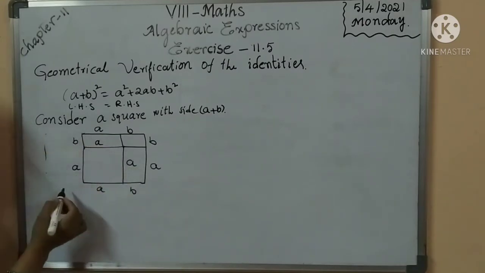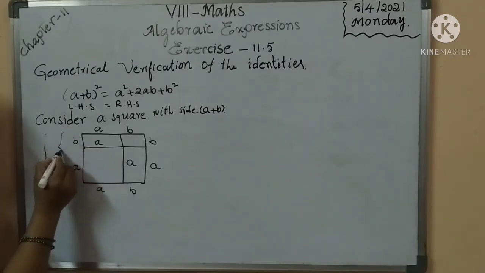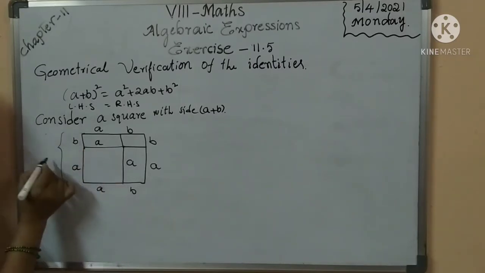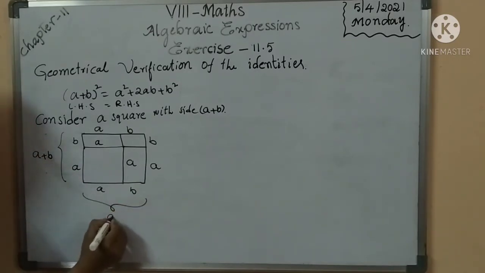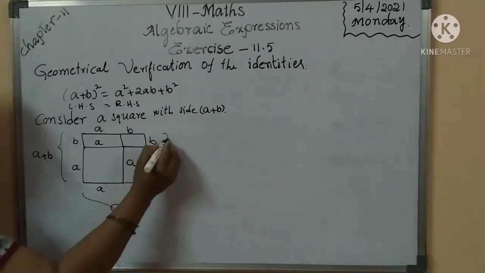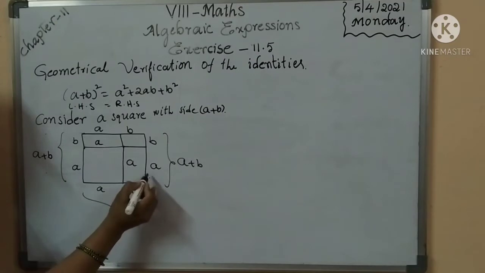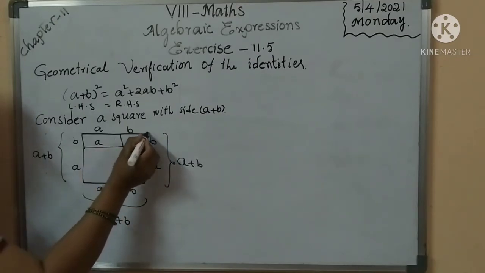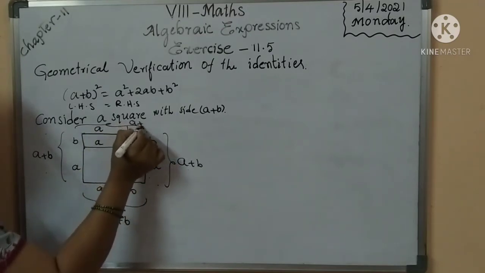Observe that every side, all sides of a square, are equal. So here we take b added to all sides, so it is a plus b. Now from here to here, the side is a plus b. So from here to here also the side is a plus b, because from here to here the units are a and from here to here b, so the total distance is a plus b. At the same time, here also a plus b.